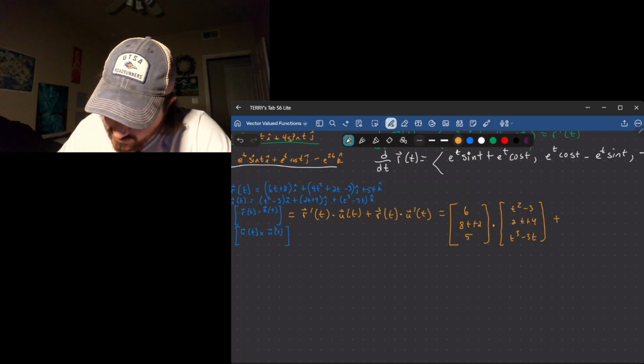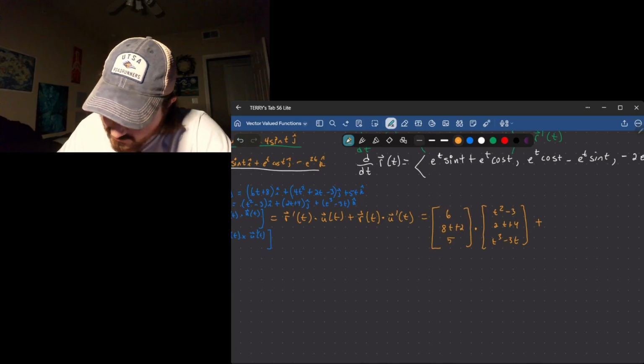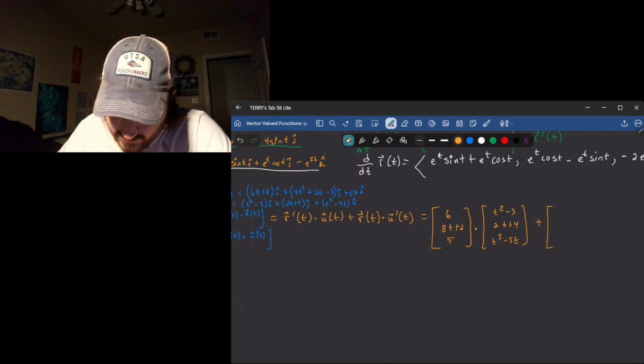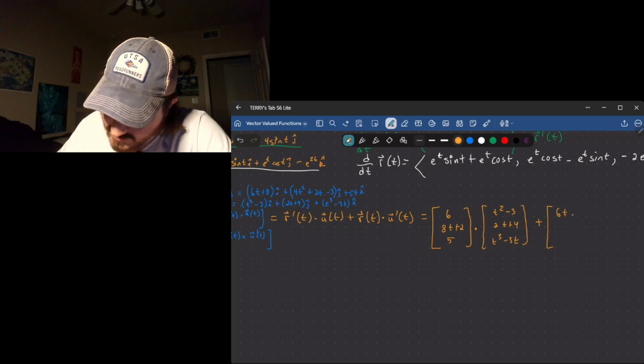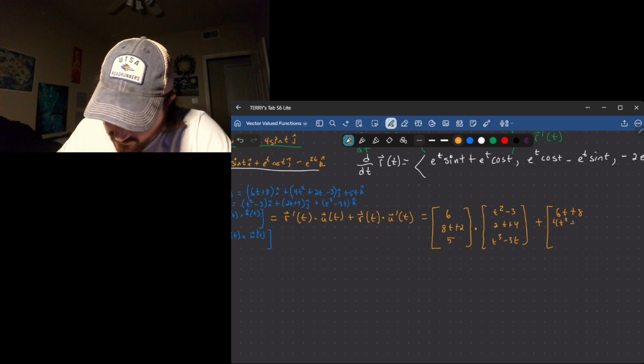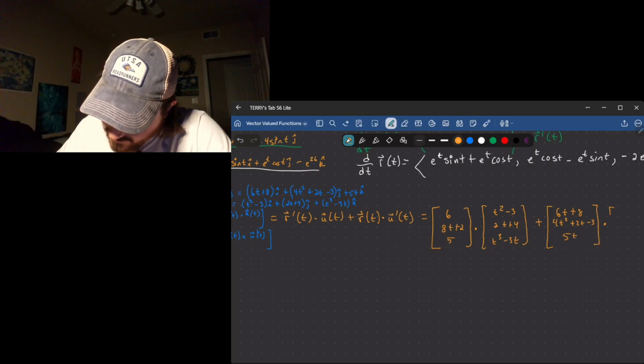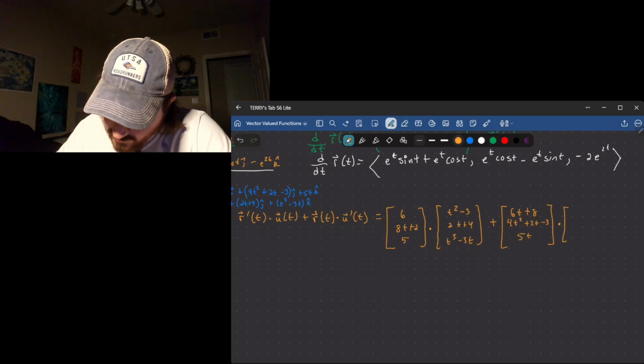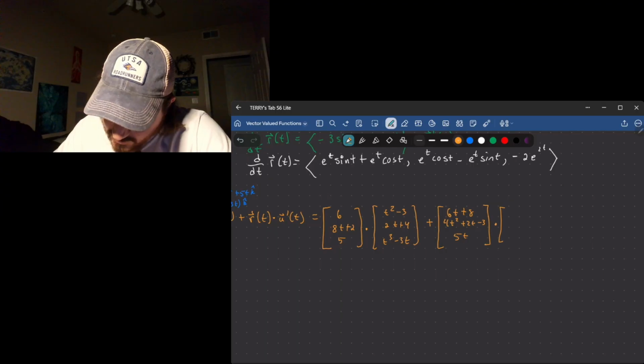And then we're going to add the dot product of r of t and u prime of t. So 6t plus 8, nothing changes, 4t squared plus 2t minus 3, and then we have 5t down here. And then we're going to dot that with the derivative of u. I've already written u prime over here, so we can scroll over. The x component is going to be 2t, because the 3 is going to go away. For the y component, we're just going to get 2. And for our z component, we'll get 3t squared minus 3.